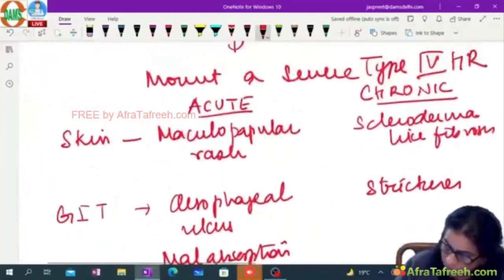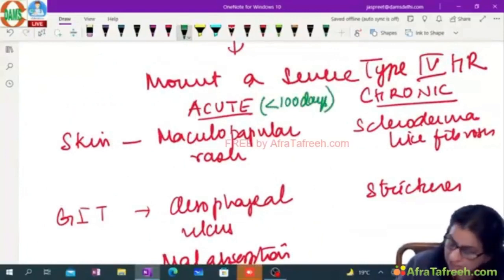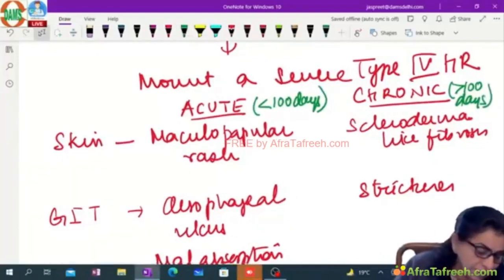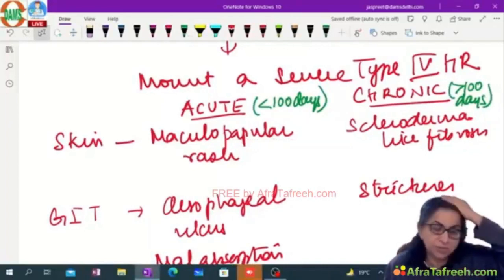So it is divided into acute and chronic. Acute is usually less than 100 days. So acute graft versus host disease is less than 100 days. Chronic is more than 100 days. Okay. So this is seen in this transplant. So this is about graft versus host disease.